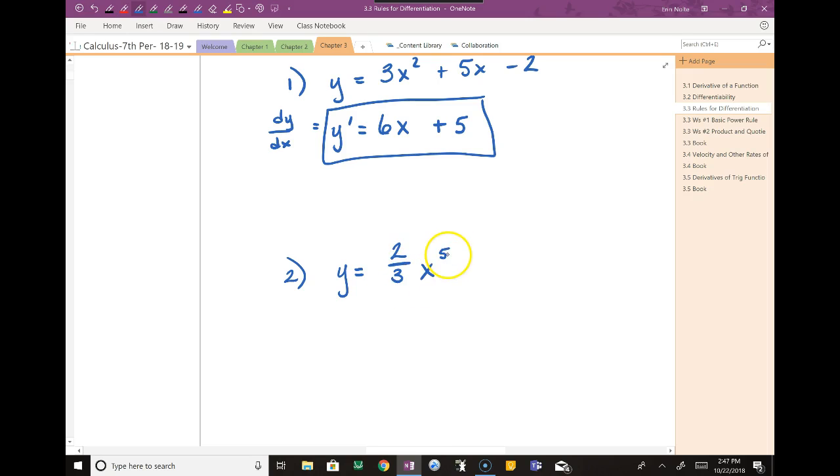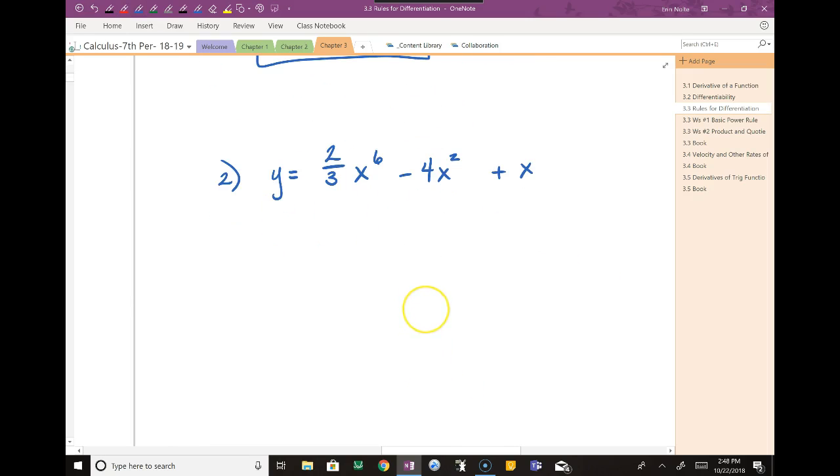2x to the... No, that's too big. 6 minus 4x squared plus x. Okay, let's try this one. Oh, plus x. Ooh, tricky, right?